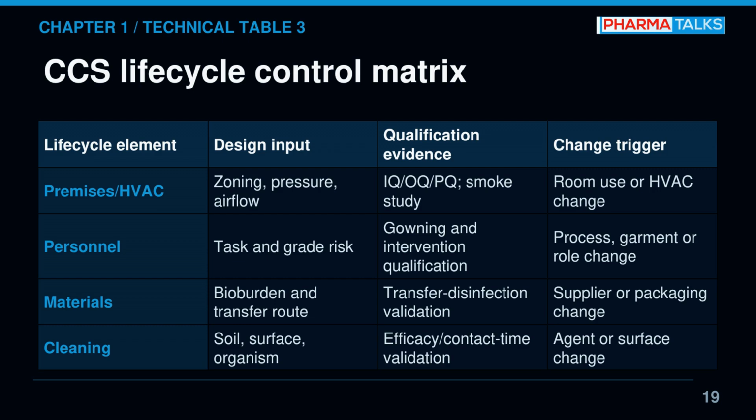CCS Lifecycle Control Matrix. This table connects lifecycle elements with design inputs, qualification evidence, and triggers for change assessment. Every control should be traceable to its design basis and supported by performance data during routine operation. Changes to rooms, equipment, personnel roles, materials, or cleaning methods should be assessed so the qualified state is preserved.